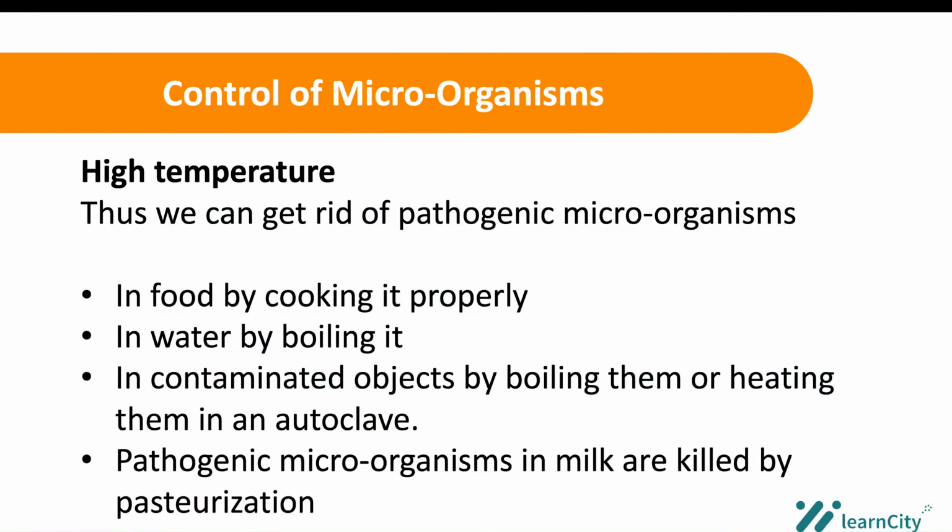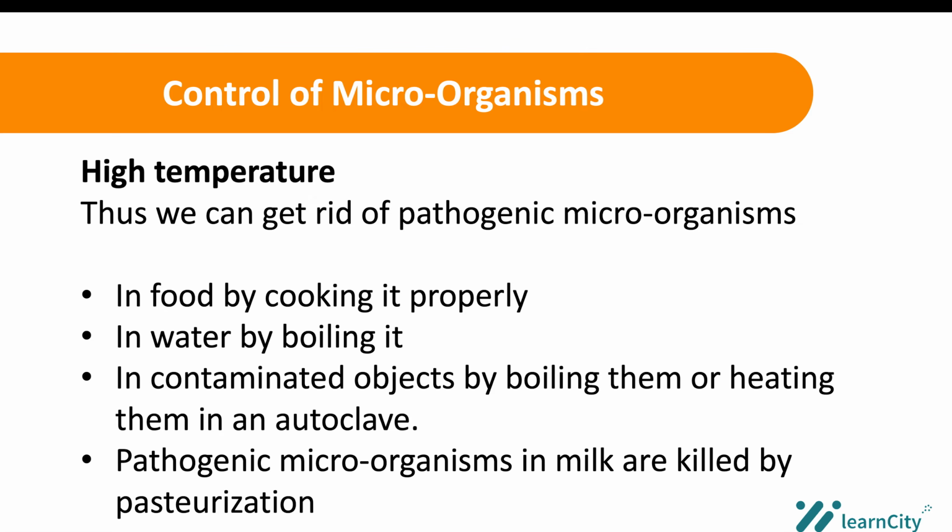So the way we can get rid of these microorganisms through high temperature is, number one, we can get rid of microorganisms in food by cooking it properly. So the heat that is gotten from cooking this food helps to kill microorganisms. Another way is by boiling water. If we have microorganisms in water, we can kill them by boiling it. Then also, we can get rid of them in contaminated objects by boiling them or heating them in an autoclave.